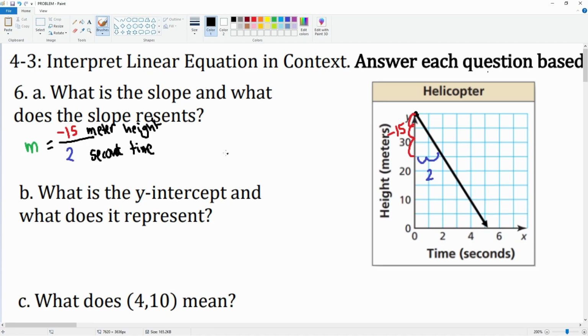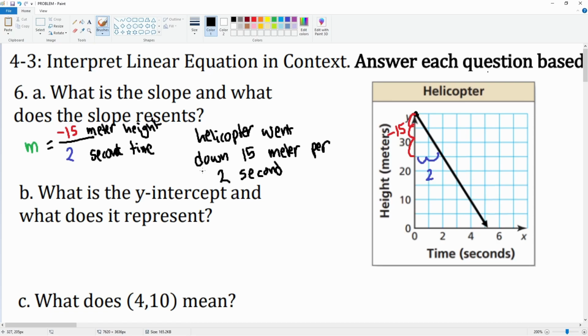So what does it represent? It represents that the helicopter went down, because I used the word down to represent the negative. The helicopter went down 15 meters per 2 seconds. There you go. The down here represents that negative 15 meters. Then we use the word per because it is slope, then 2 seconds. This is how much the helicopter is basically descending.